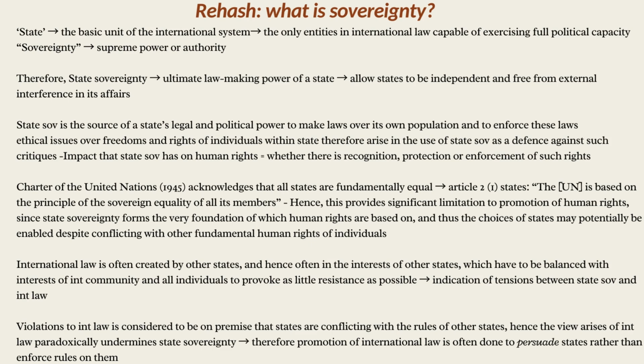Rehash: what is sovereignty? States are the basic unit of the international system, the only entities in international law capable of exercising full political capacity, sovereignty, supreme power or authority. Therefore, state sovereignty, the ultimate lawmaking power of a state, allows states to be independent and free from external interference in their affairs. State sovereignty is a source of a state's legal and political power to make laws over its own population and to enforce these laws.